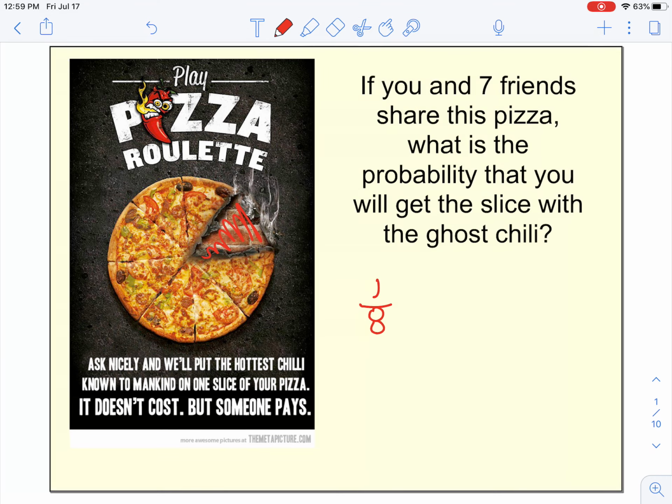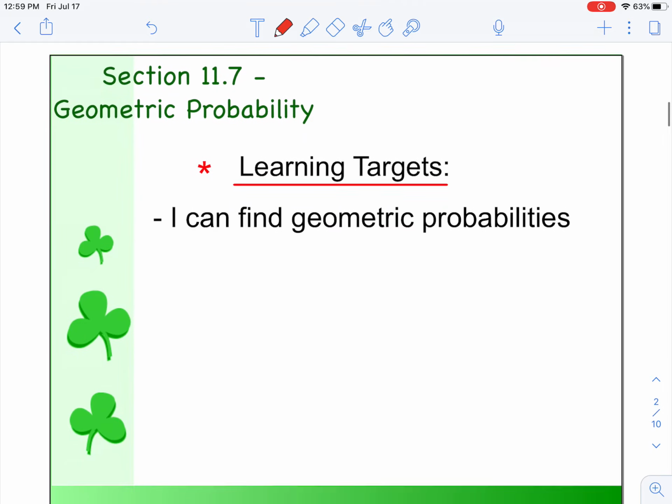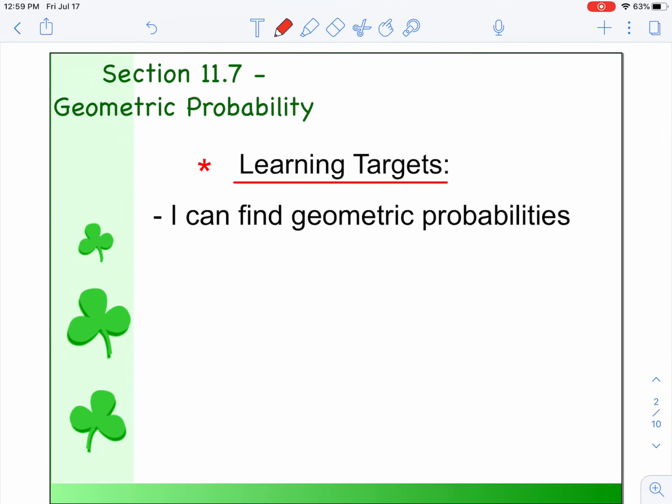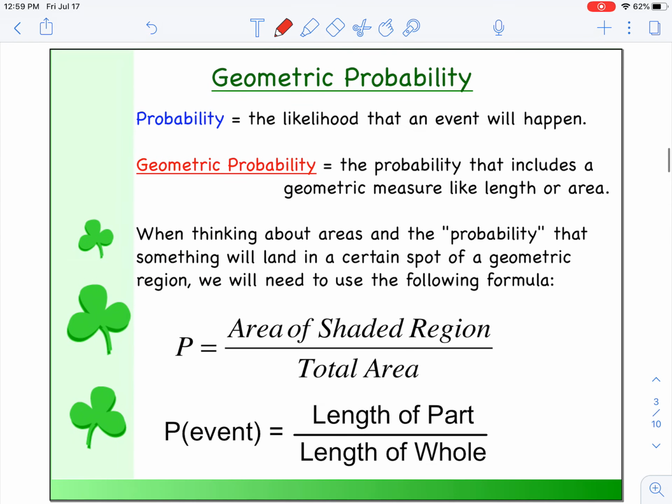Now, we can talk about probability as a fraction, or you can put it in terms of a decimal or a percent. And 1/8 as a decimal is 0.125, or we can say 12.5% chance. So, geometric probability has to do with areas and lengths of things. So we're going to work on finding some geometric probabilities.